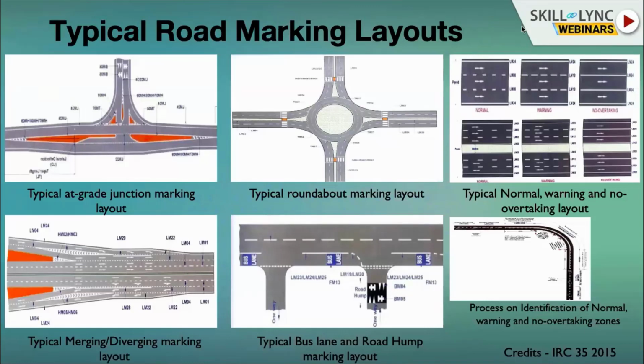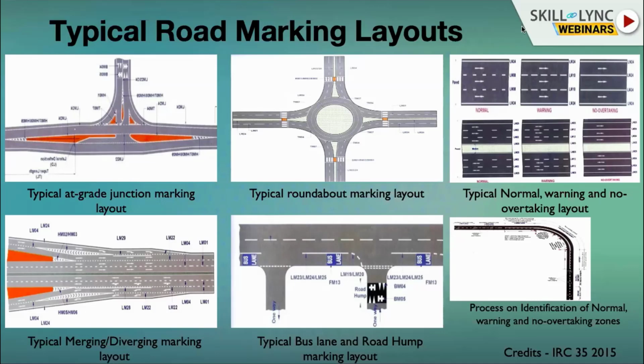So we shall take a look over a few of the typical marking layouts here. If you can see in the first layout, you can see a few chevron markings on the islands. The chevron markings will act as a hazard marking to channelize the traffic. You can see a few lane markings as a storage lane for the left turning movement of the vehicle from the minor road. There are a few edge markings along the road and a few directional arrows.